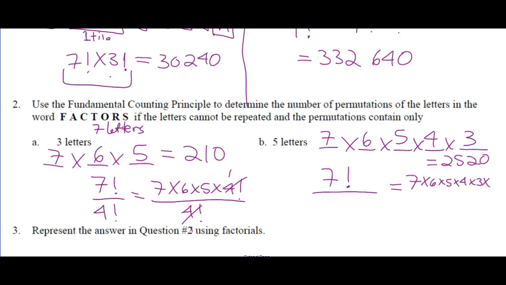And just figure where you want to stop, right? I need the 3. It's just I don't need the 2. So 7 factorial over 2 factorial. Okay, you might say, well, why are we doing that? I mean, it's interesting, but why?